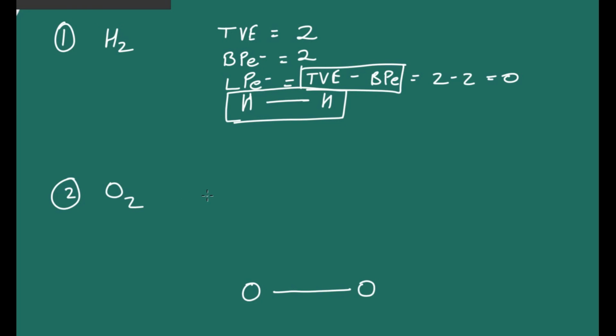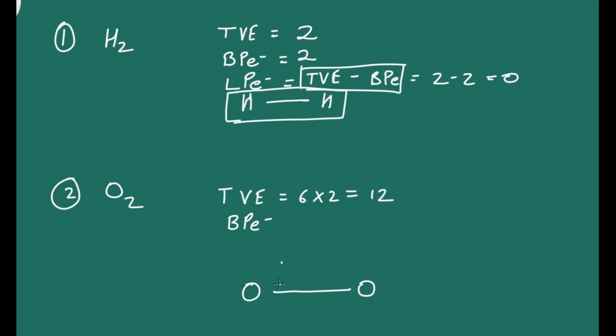Now, what is the total number of valence electrons for the O2 molecule? Total number of valence electrons is 6 for 1 oxygen. There are 2 oxygen atoms, so 6 multiplied by 2, you will get 12. Right? Now calculate the bond pair electrons.